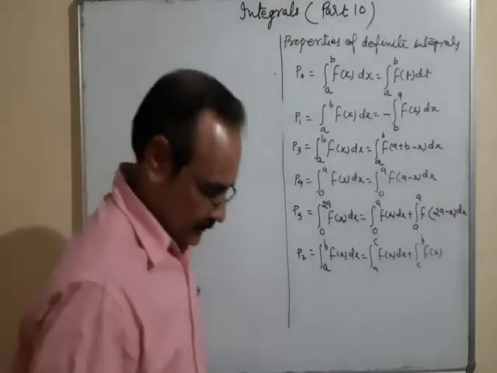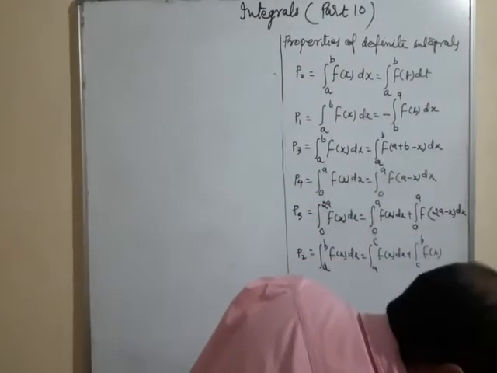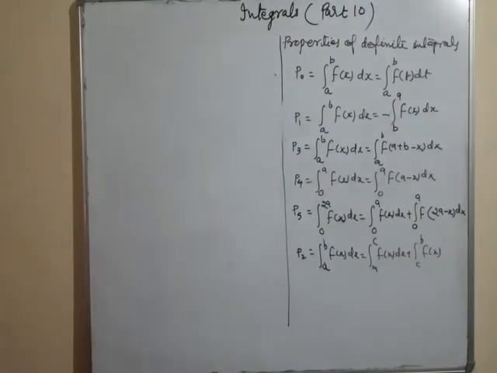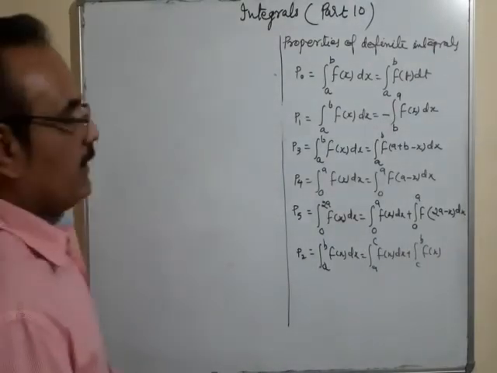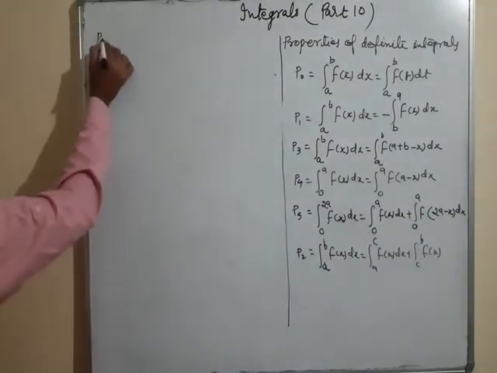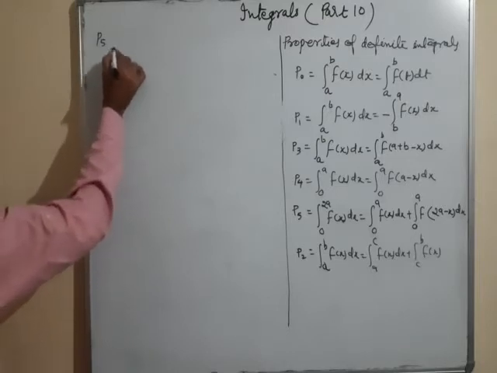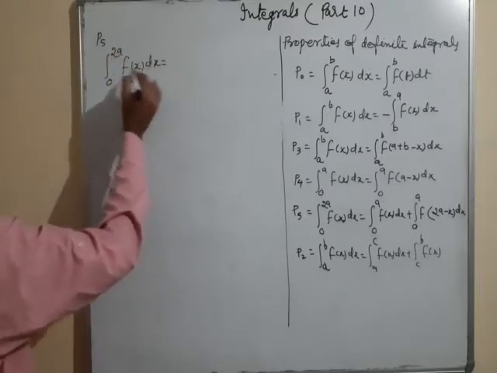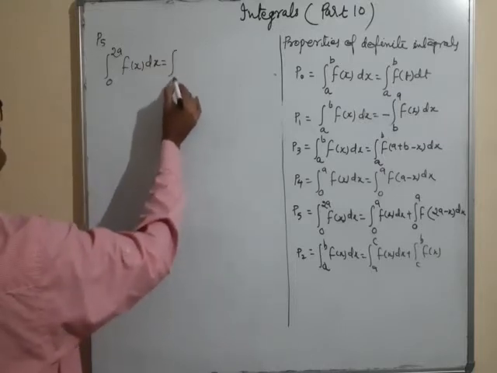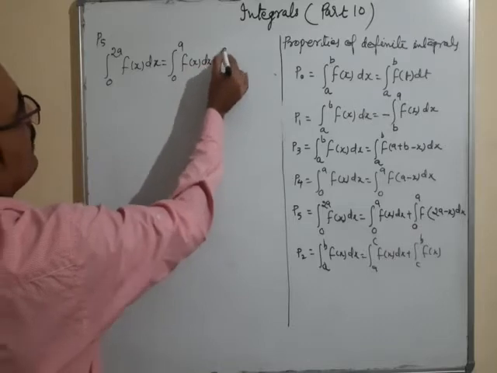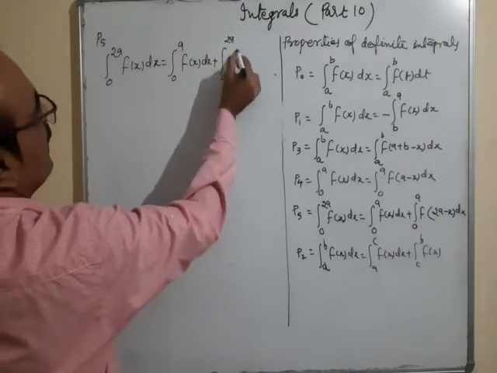Property P5. The integral from 0 to 2a of f(x) dx equals the integral from 0 to a of f(x) dx plus the integral from 0 to a of f(2a minus x) dx. Okay, P5. The integral from 0 to 2a of f(x) dx is equal to, may I write it, the integral from 0 to a of f(x) dx plus the integral from a to 2a of f(x) dx.